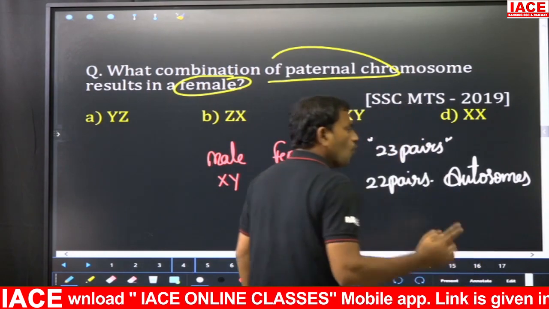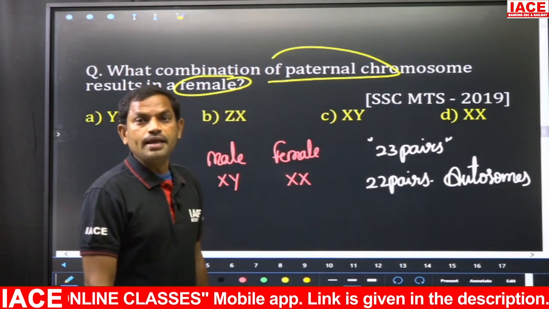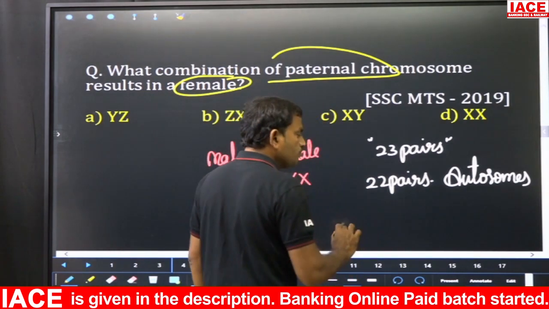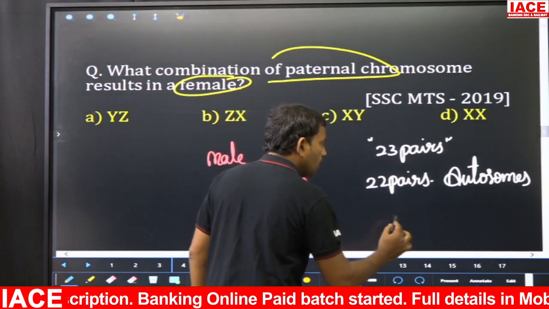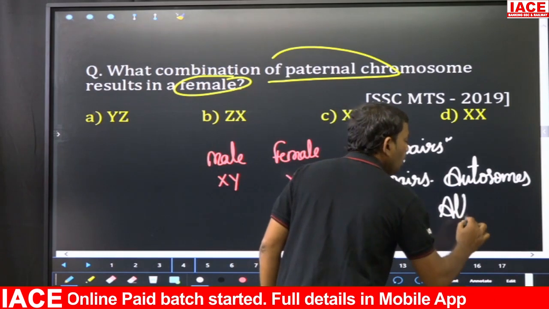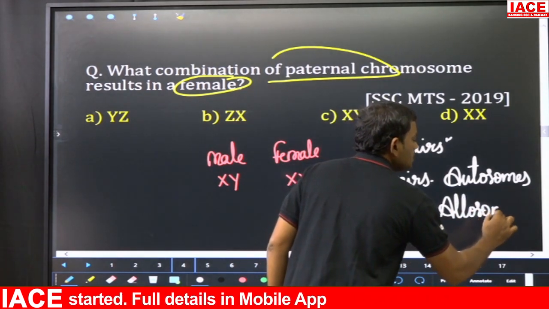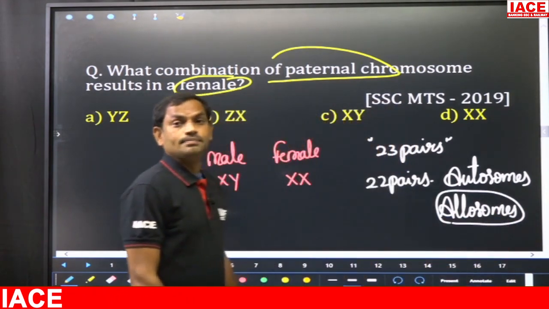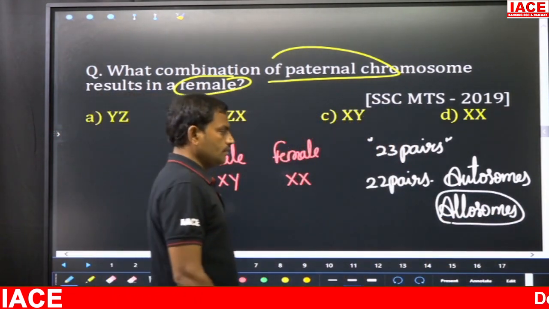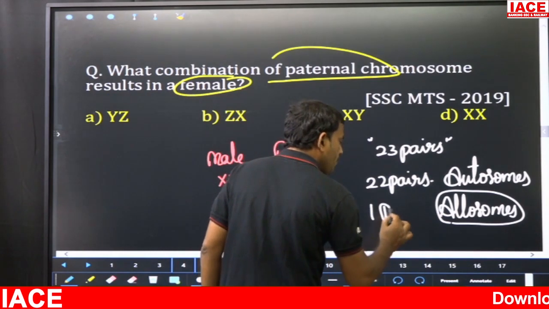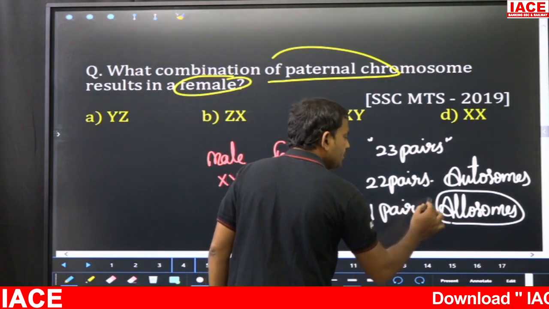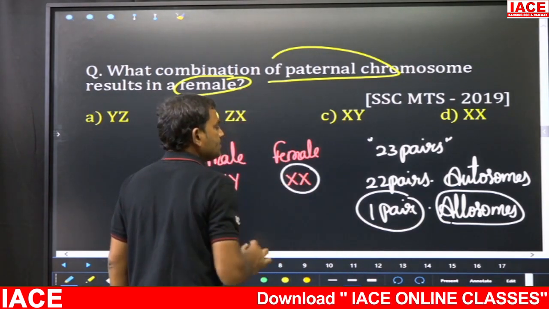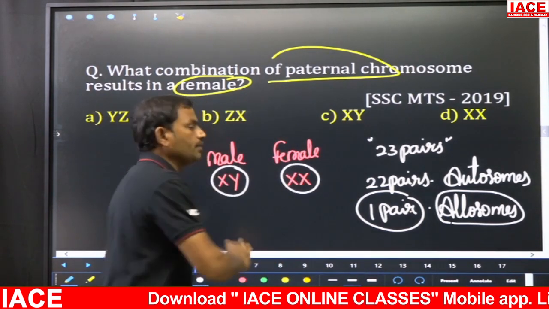And the remaining one pair, which is different in male and female, is called allosomes. These allosomes are responsible for the determination of sex in human beings. Now this one pair of allosomes in female is XX, and in male it is XY.